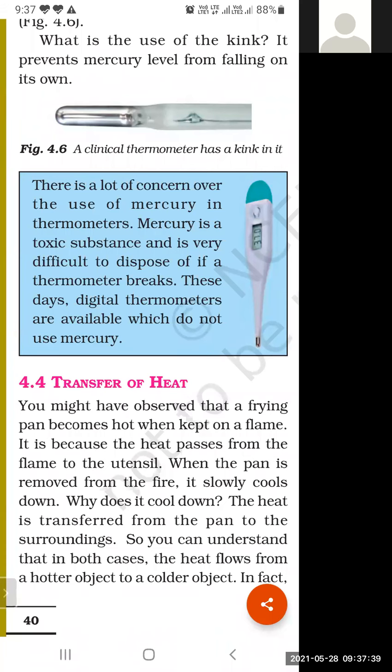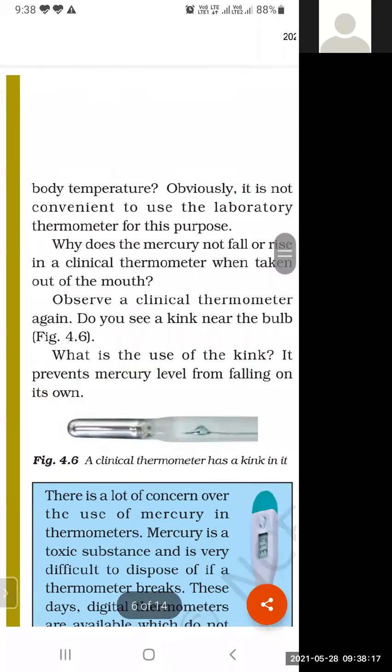And students, always remember that in nature, heat always flows from higher temperature to lower temperature. Water always flows from high level to low level. This is the rule of nature, so we have to follow that rule. Heat is a form of energy. So heat will always flow from a body at higher temperature to a body at lower temperature. Okay, let's start.